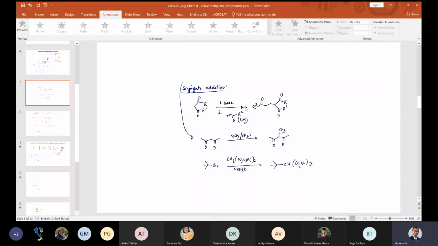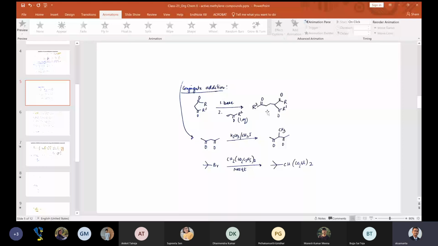This negative charge, you take a Michael acceptor, an alpha beta unsaturated carbonyl compound. This negative charge will attack the 4 position, because as I said, it will be a soft combination. So mostly it will attack this 4 position, and you can get this kind of compound. If you repeat this step one more time, you can attach another substitution here. Correct?